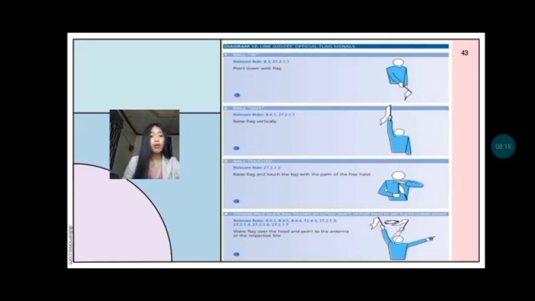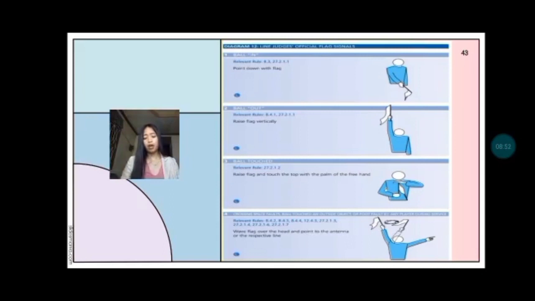The second one is ball out. Ball out, raise the flag vertically. This is for the judges. If you can see, he raised his right hand. Next one is ball touch. Same as the referee's official hand signal. Raise the flag and touch the top with the palm of the free hand. Just like this. It is called ball touch.